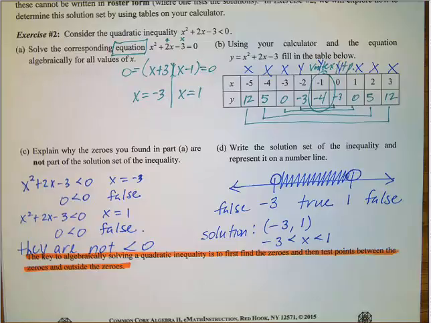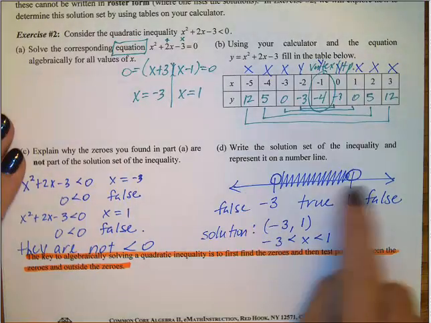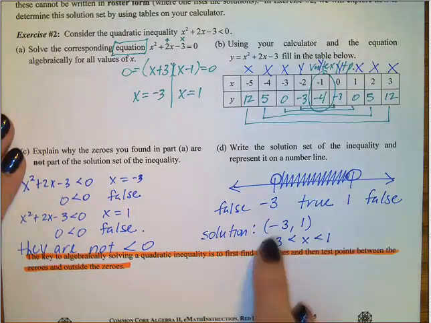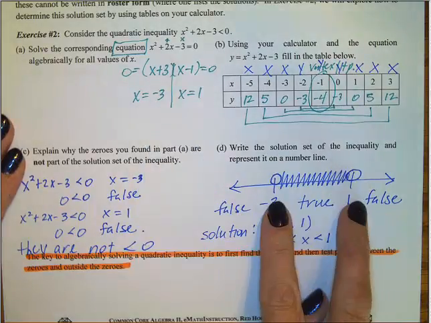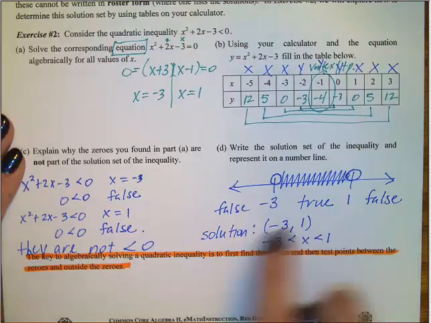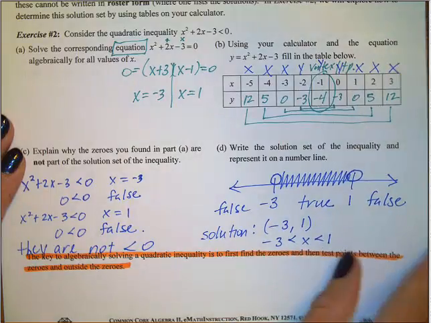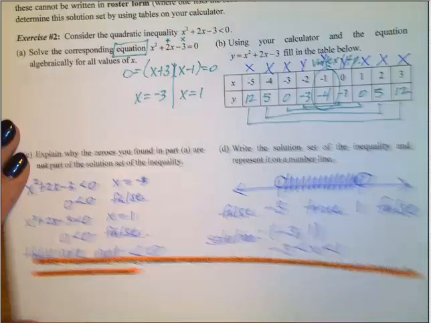The key to algebraically solving a quadratic inequality is to first find the zeros and then test points between the zeros and outside the zeros. Don't forget to write the solution. A lot of people write the graph, but they forget to write the solution. So don't forget, solve the equation, get your values, test, test, test, write your solution. All right, let's do some examples.